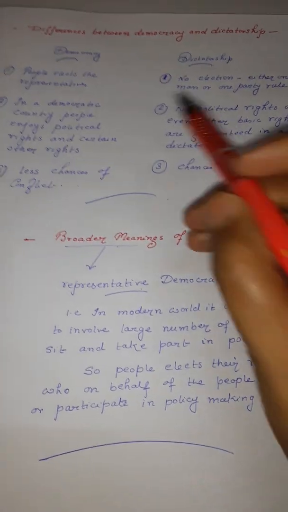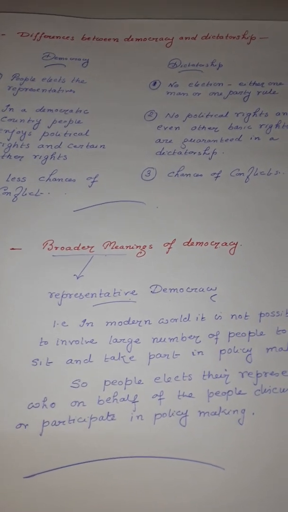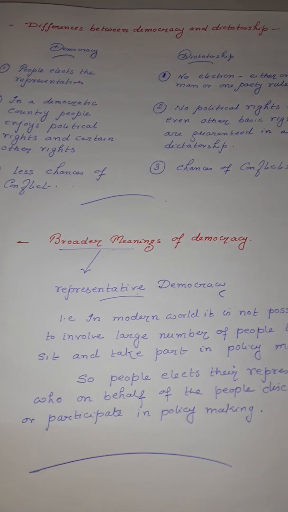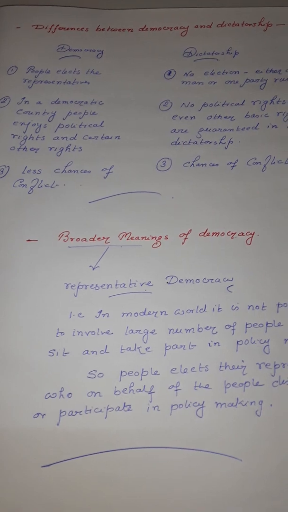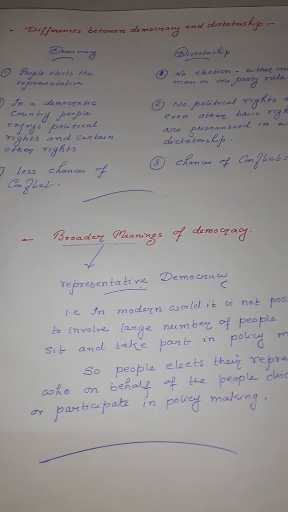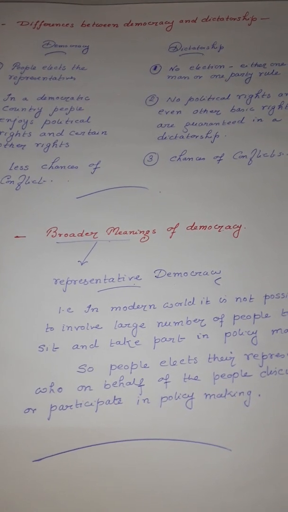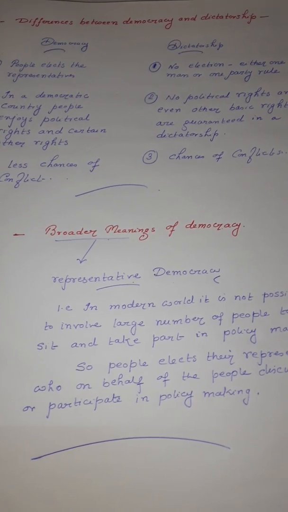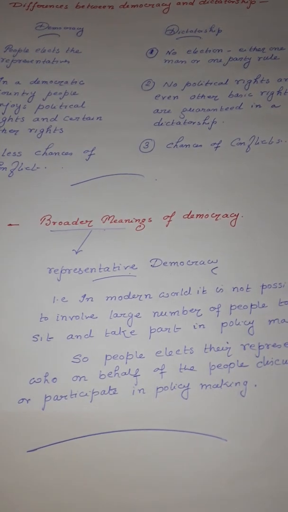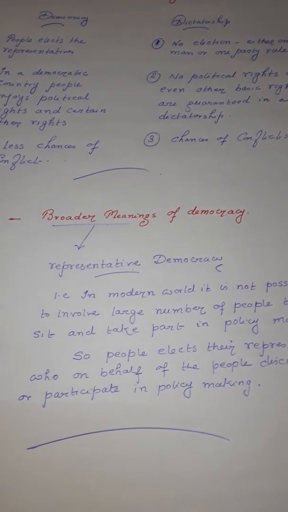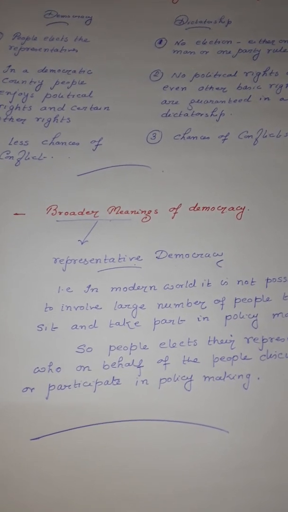Now, a little bit we need to know about the difference between democracy and dictatorship. In democracy, people elect their representatives, whereas in dictatorship no elections are held; it is either one-man rule or one-party rule. In a democratic country, people enjoy political rights and certain other rights, but in dictatorship countries no such rights are enjoyed by the people. In democratic countries there are fewer chances of conflict, because equality is there and everyone can participate in political affairs. But in a dictator country, it is the dictator who generally makes the laws, and people cannot raise their voice, so there are chances of conflicts.